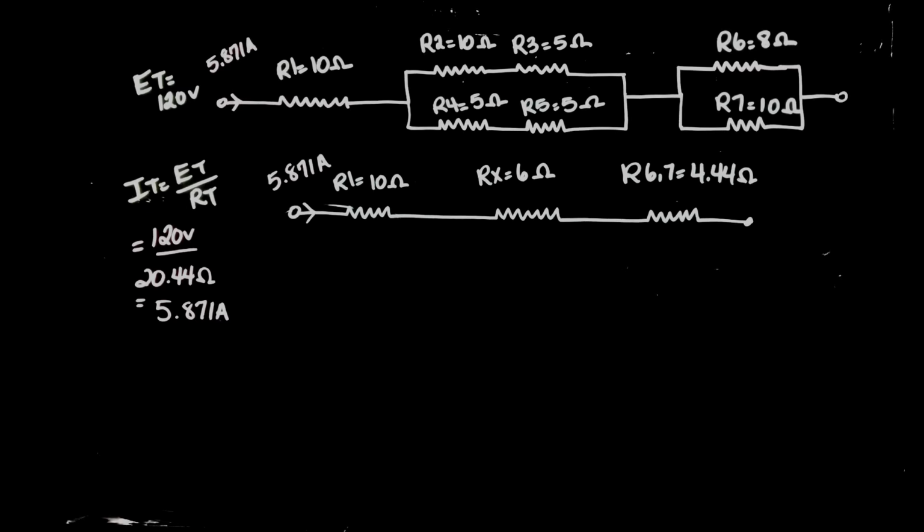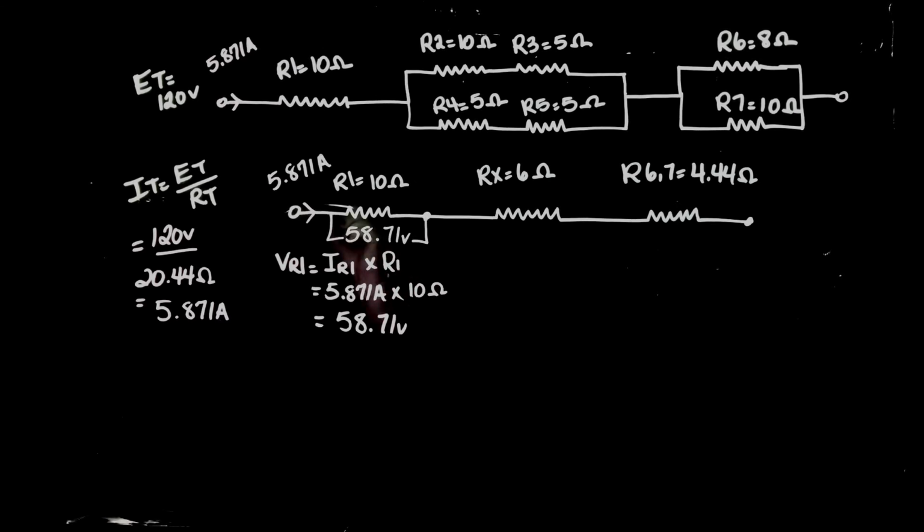So the volt drop that would be found across the first resistor would be found using Ohm's law. So VR1 equals IR1 times R1. Current is, as solved, 5.871 amps times the resistance of resistor 1, 10 ohms, and that would give us a volt drop of 58.71 volts. So if I were to put my voltmeter across the first resistor, I would get a voltage reading of 58.71 volts across, meaning parallel.